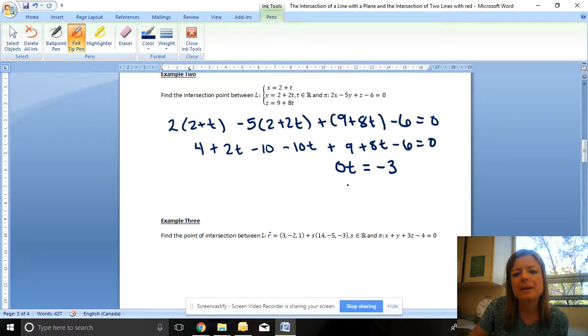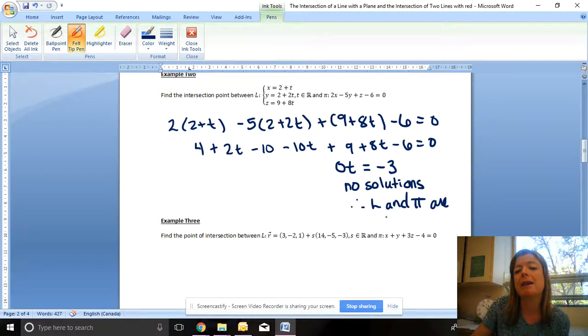What this means is that there are no solutions. Think about why it means that: no matter what I put in for t, 0 times that number will never equal negative 3. So since there are no solutions, it means that the line and the plane are parallel, because that is what happens when there's no solutions. They're not intersecting ever, they're parallel.